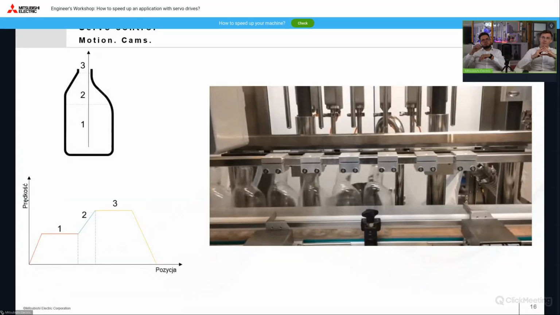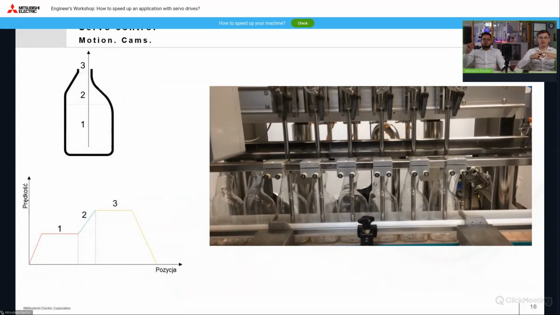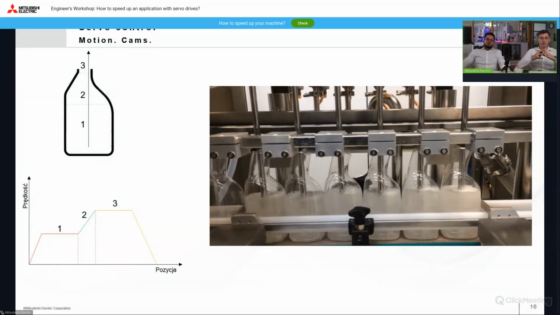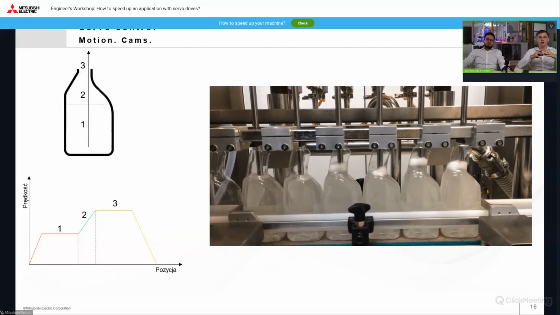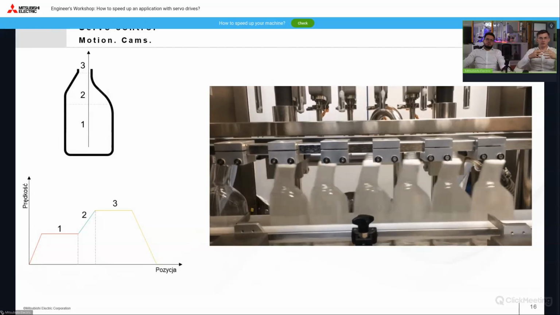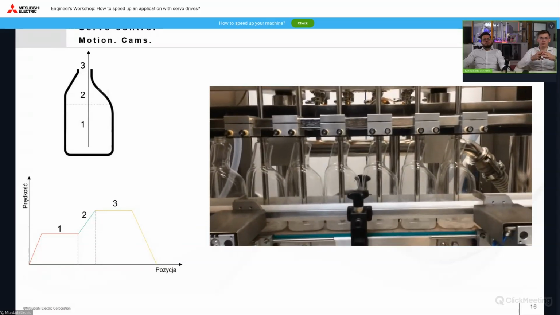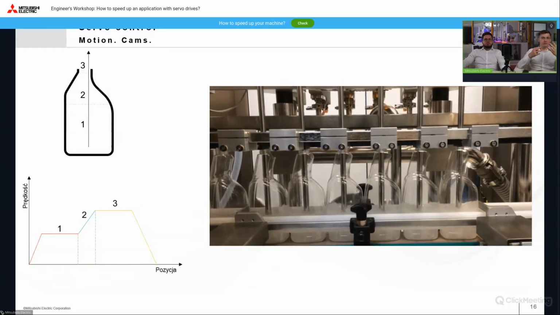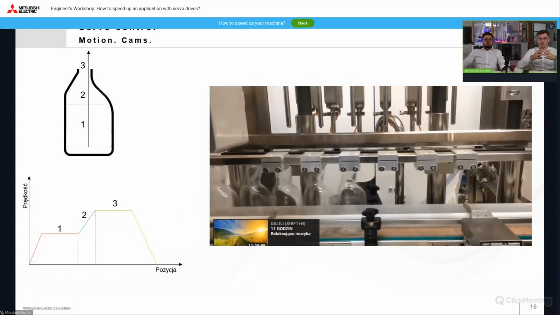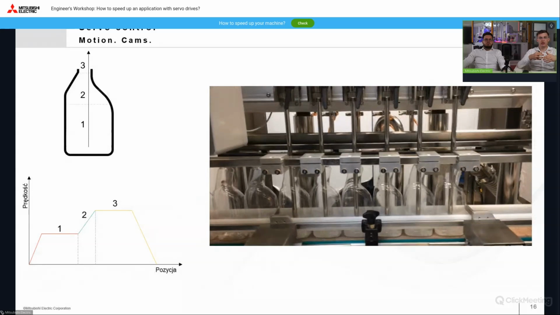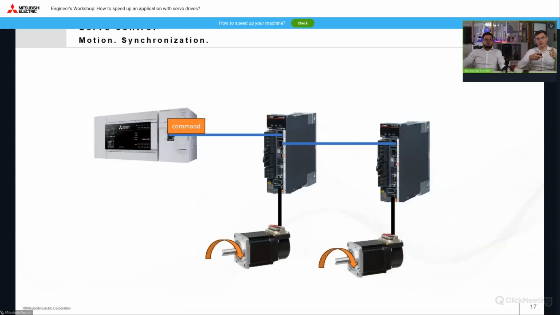A good example of an application where such cams are used is servo filling. Due to the varying cross-section of the bottle volume, as you can see in this picture, using the same nozzle pull-out speed would result in overflow or foaming of the liquid being filled. To prevent this from happening, a cam is used that varies the speed of the nozzle drive depending on its position relative to the bottle.